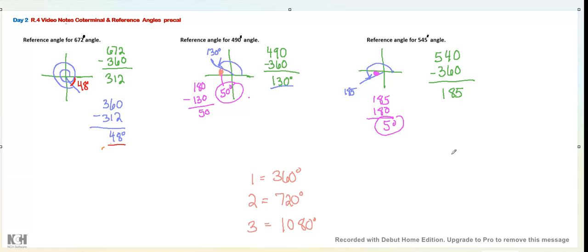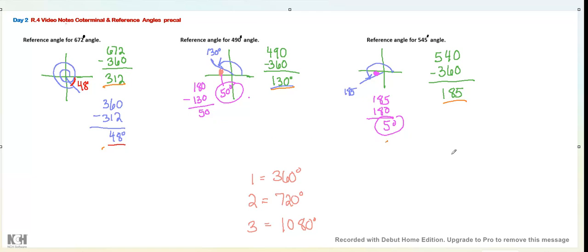That's our reference angle. So pretty much the angles we're concerned about are the leftovers. This one was 490 degrees, but we start taking away the 360 degrees, and that left us with 130. That's over here in this quadrant, and we're only concerned about getting to the x-axis. So 180, take away that 130 degrees, gives us a 50-degree reference angle.